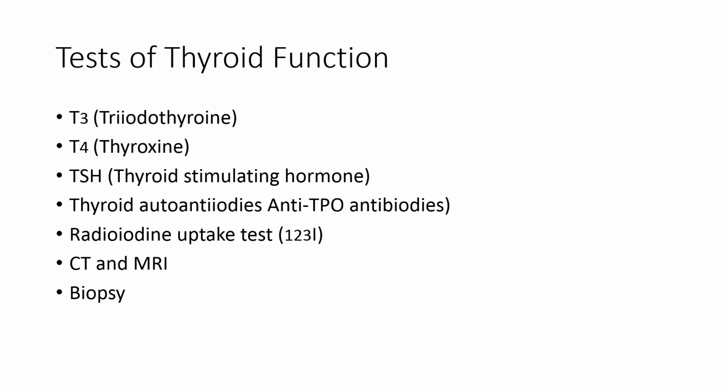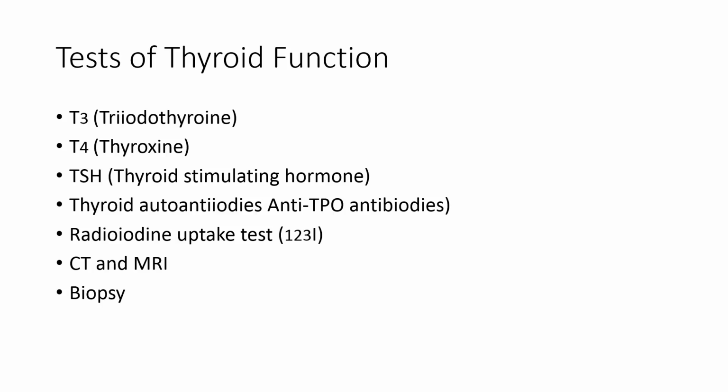And what we see in primary hypothyroidism is because the pituitary gland is working, but for some reason there's something wrong with the thyroid gland itself, and so it's not responding to that negative feedback system. The thyroid autoantibodies, which you'll see as the anti-TPO antibodies, are useful in diagnosing something called Hashimoto's thyroiditis, which we'll talk about in just a minute.